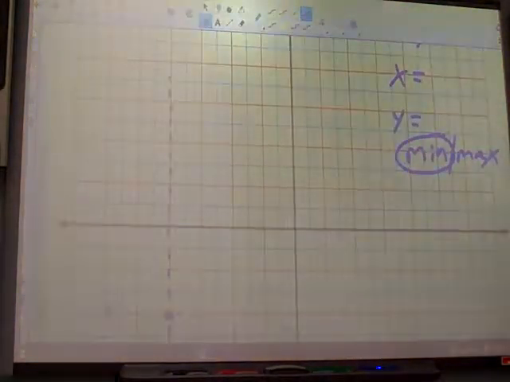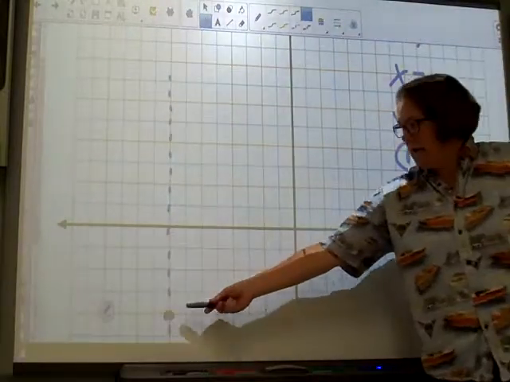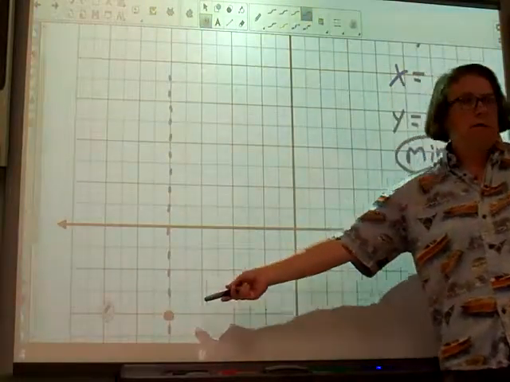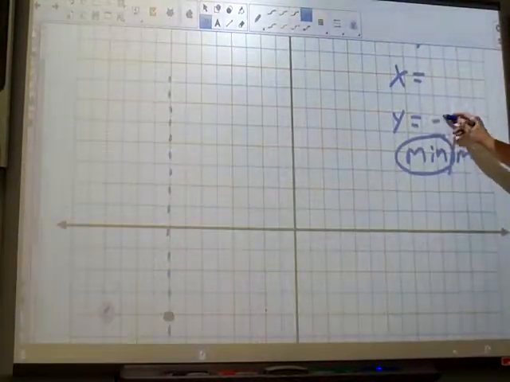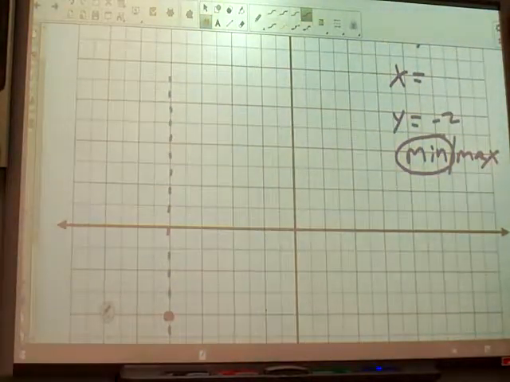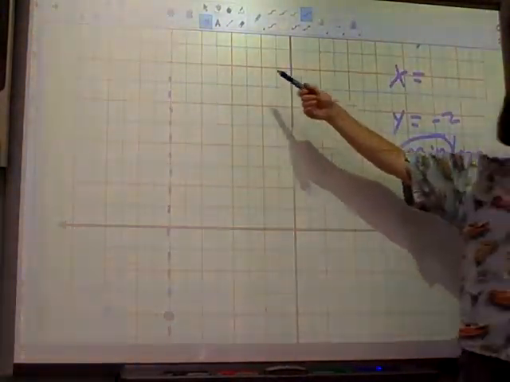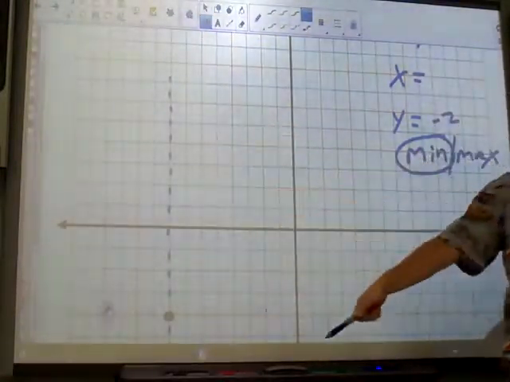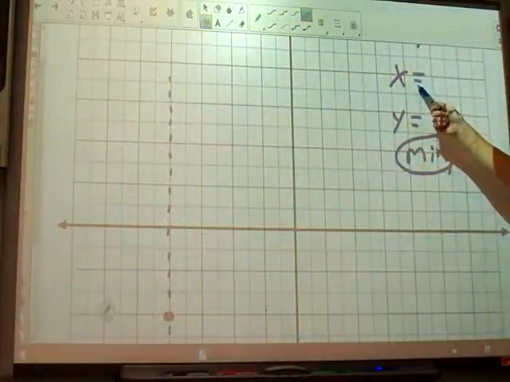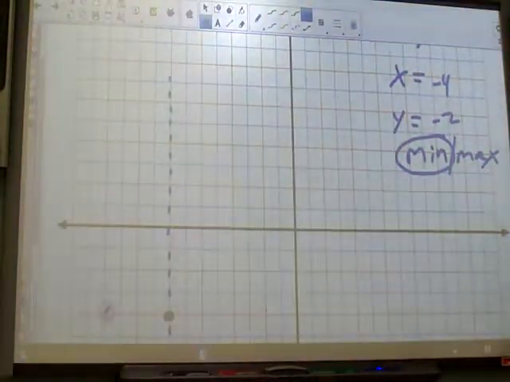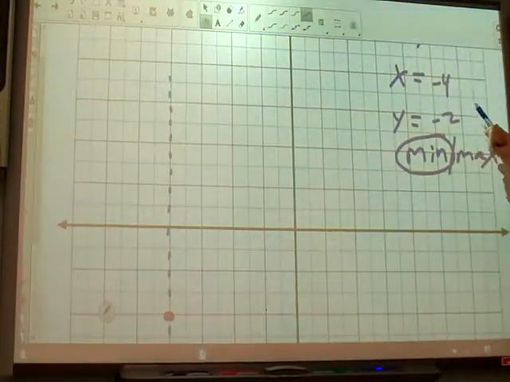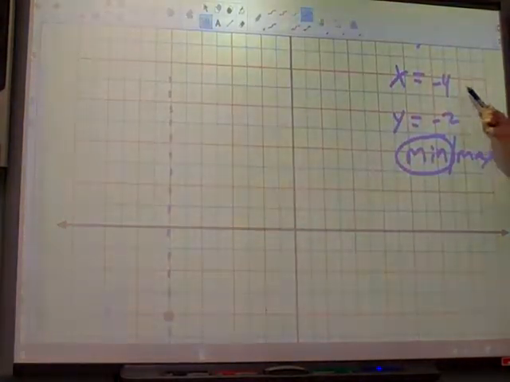What is my minimum? How low does it go? How low is that? -2. So that's low up and down. So that's my Y equals. Where did I draw that dotted line? That's my axis of symmetry. I went over to the left 4, so it's at -4. Those two answers came straight from your vertex.